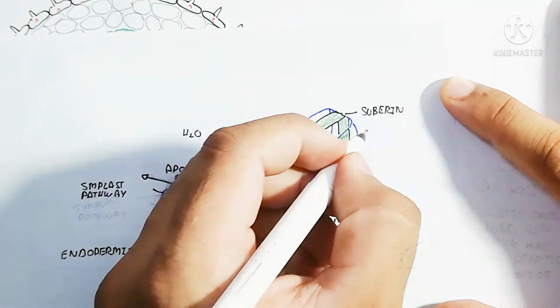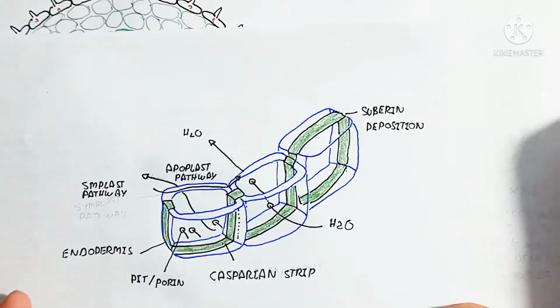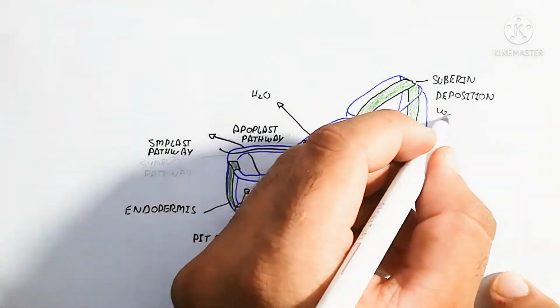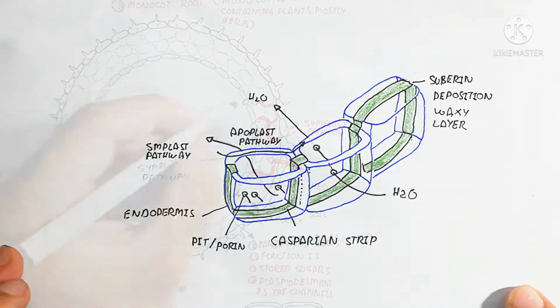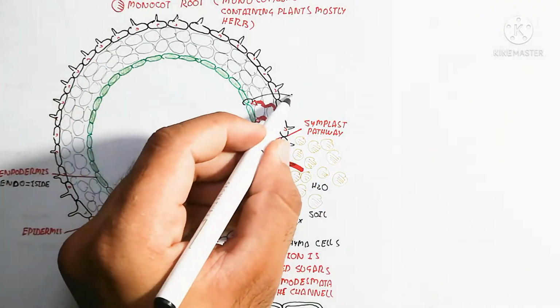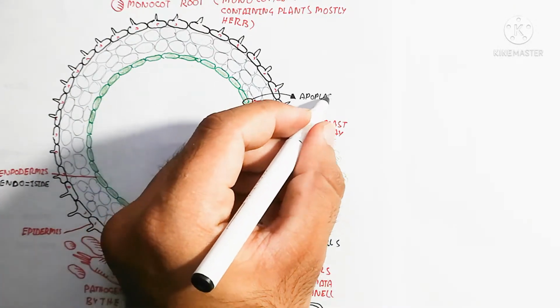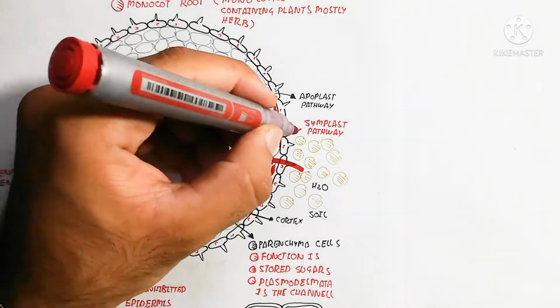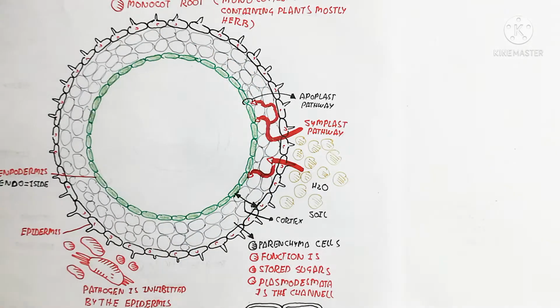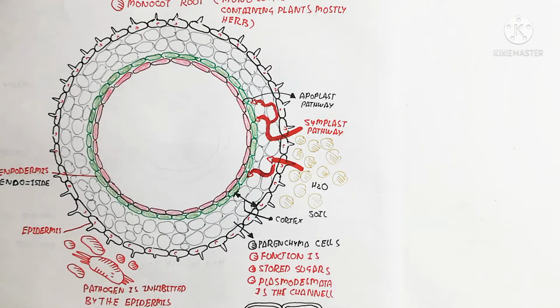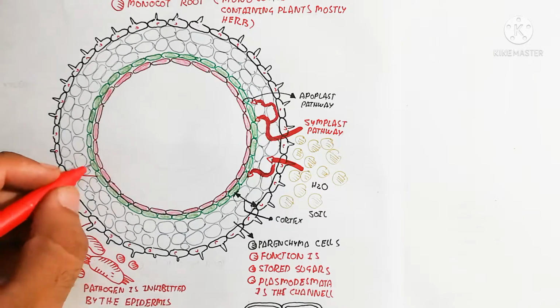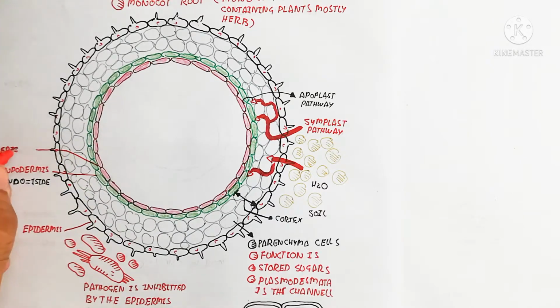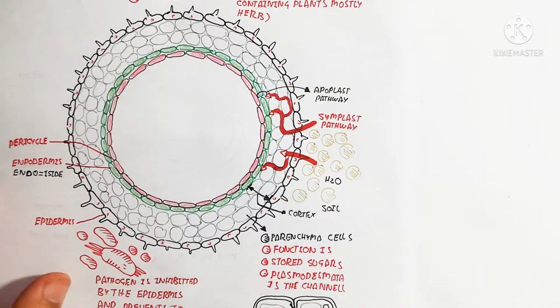Here is basically suberin, which is the waxy layer, and this deposition of waxy layer is hydrophobic. So water will not enter, which means it changes to the apoplast pathway. The apoplast pathway is also known as the cytoplasmic pathway, while the symplast pathway is the cell wall to cell wall pathway, and the vacuolar pathway is also used.